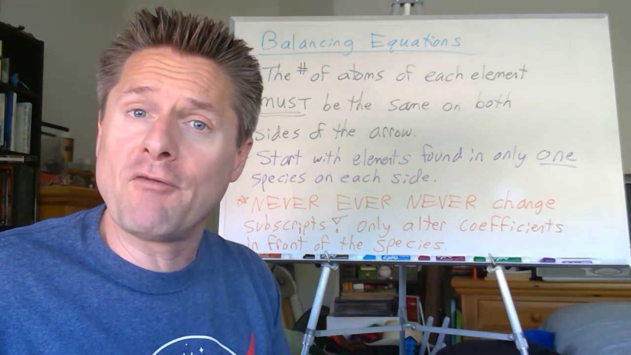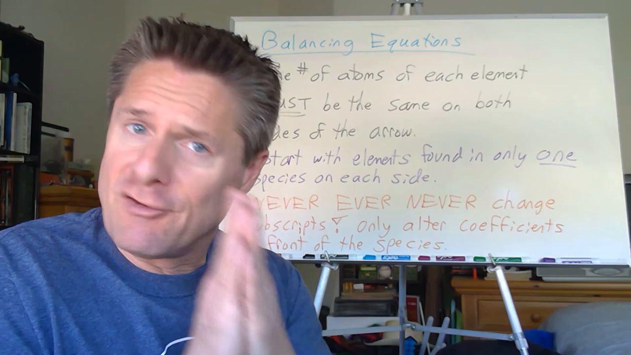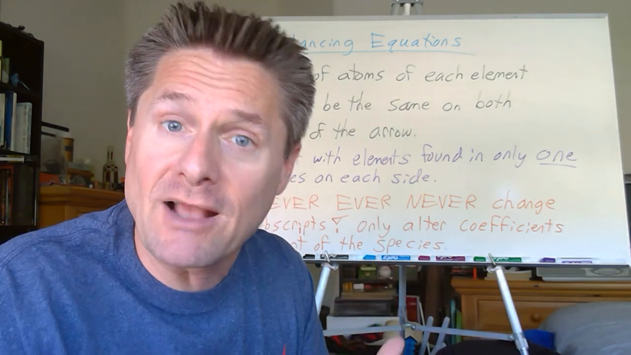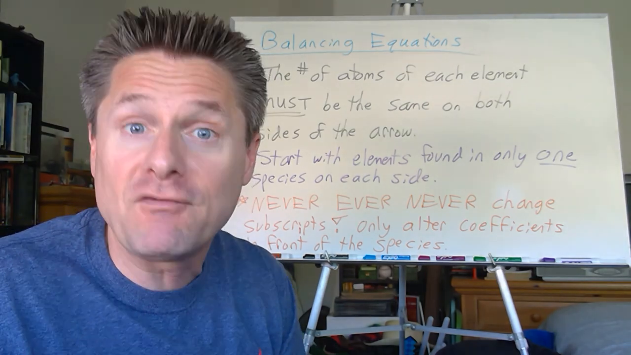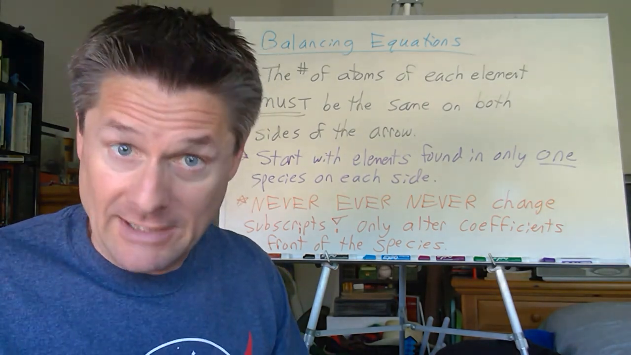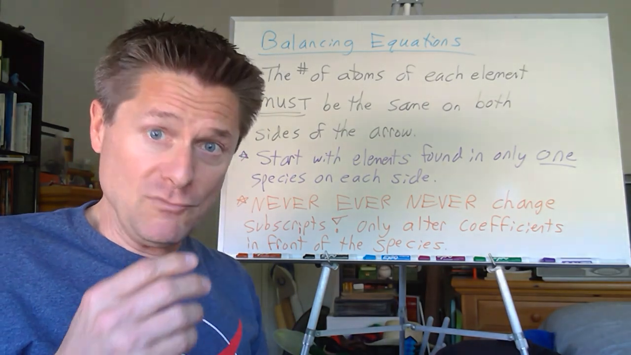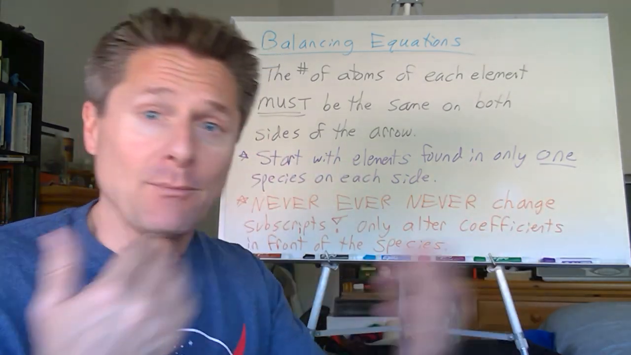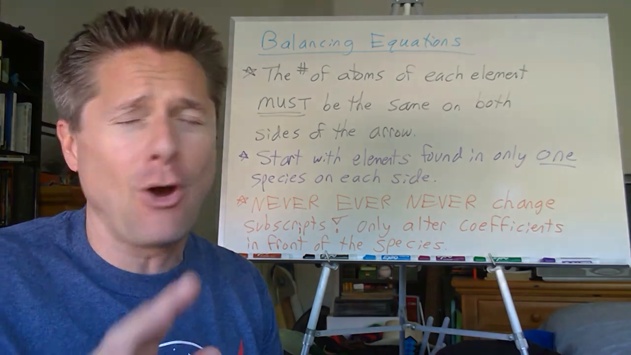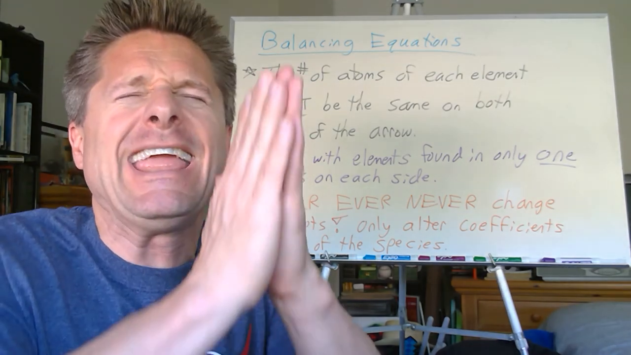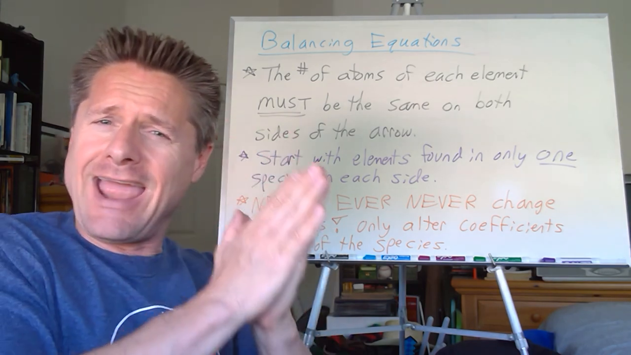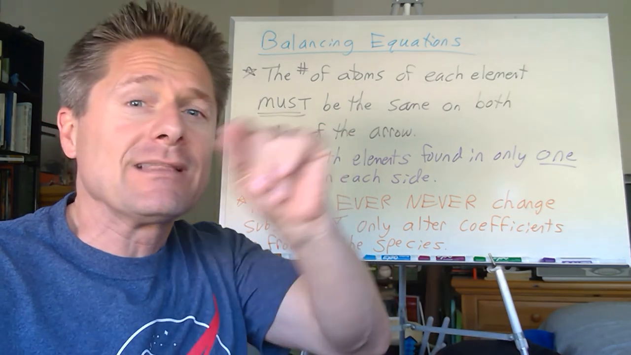So you can change the coefficient, which is the integer out in front of the species. So I could have one carbon dioxide molecule or two carbon dioxide molecules, or I could change that to 5 or 15 or 522. It doesn't matter what that number is. You can change that as much as you want, until the atoms of each element are balanced on both sides. But don't ever change the subscripts, please. Don't ever change the subscripts, my friends. Once the identity's there, don't change the identity. Let's do some practice.